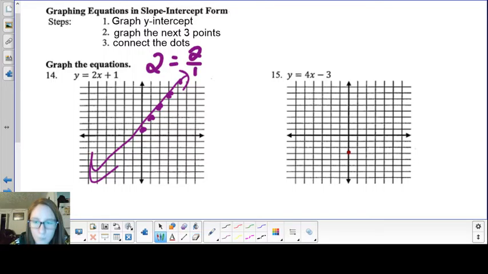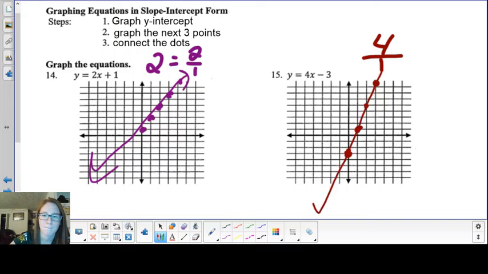Down 3. I'm going to go a slope of 4, which is the same thing as 4 over 1. So I'm going to go up 4, 1, 2, 3, 4, to the right 1. Up 4 to the right 1. Up 4 to the right 1. Connect my dots. Yes, you need the arrows. We talked about this already earlier this unit.